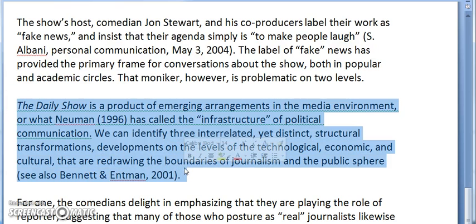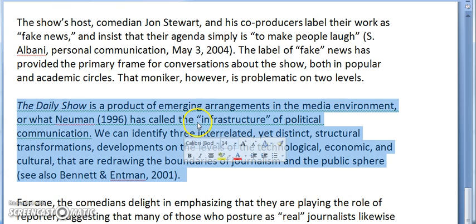This one. The Daily Show is a product of emerging arrangements in the media environment, or what Newman, 1996, has called the infrastructure of political communication. We can identify three interrelated yet distinct structural transformations, developments on the level of technological, economic, and cultural that are redrawing the boundaries of journalism and the public sphere. Any guesses, any ideas what kind of source this is?